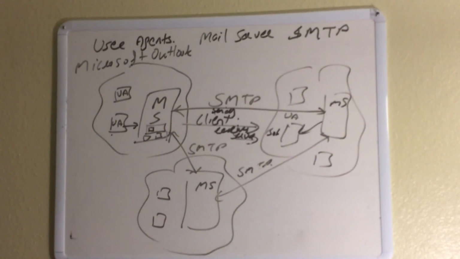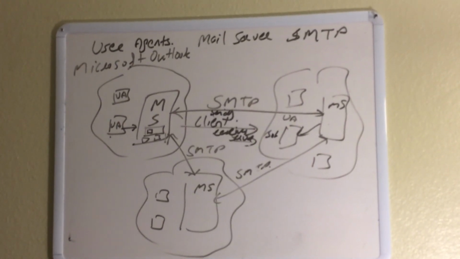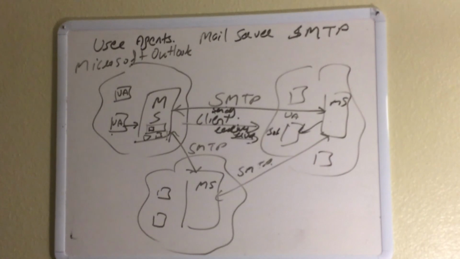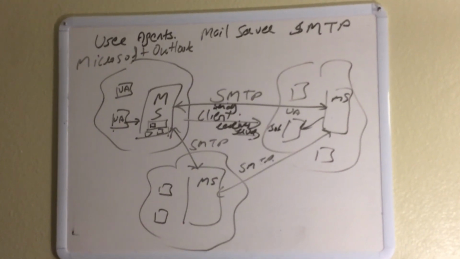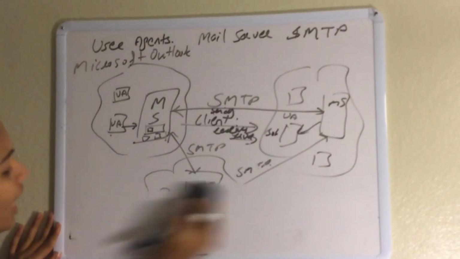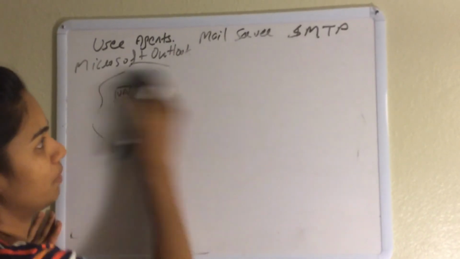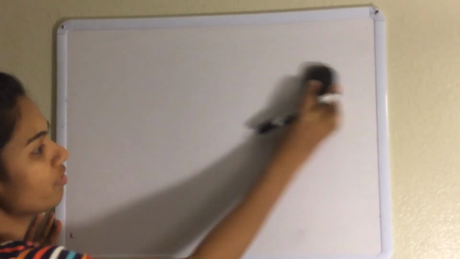Now, the most popular mail access protocols are POP3, IMAP, and HTTP. POP3 is Post Office Protocol version 3.